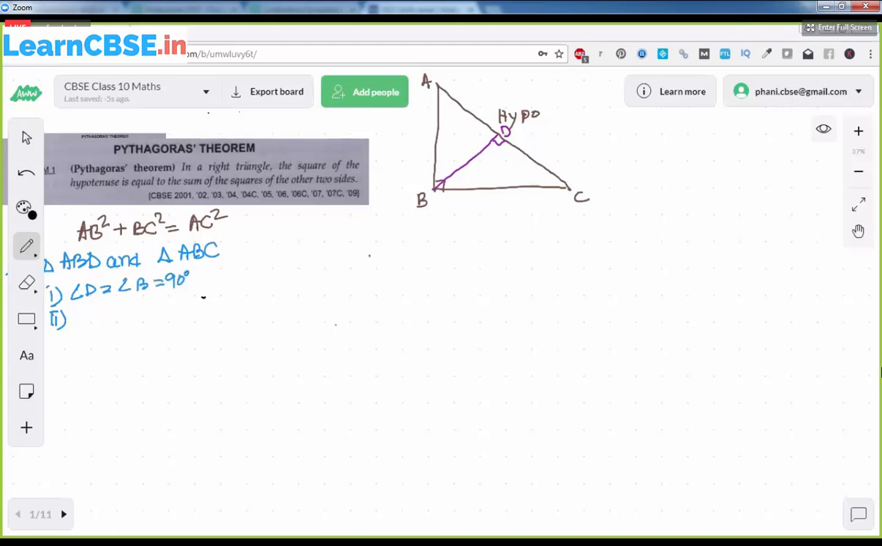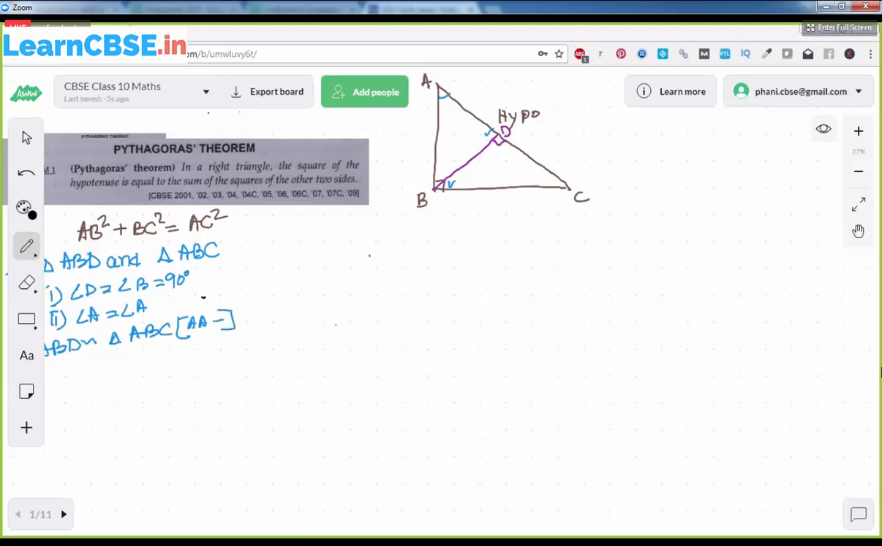For the large triangle ABC, the angle B is 90 degrees. And in both the cases we can see that angle A is a common angle between them. Triangle ABD and triangle ABC both have the common angle A. So we can say the triangle ABD is similar to the triangle ABC by the angle-angle theorem.